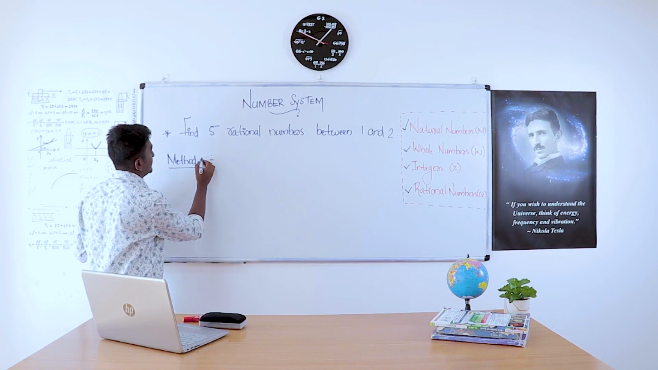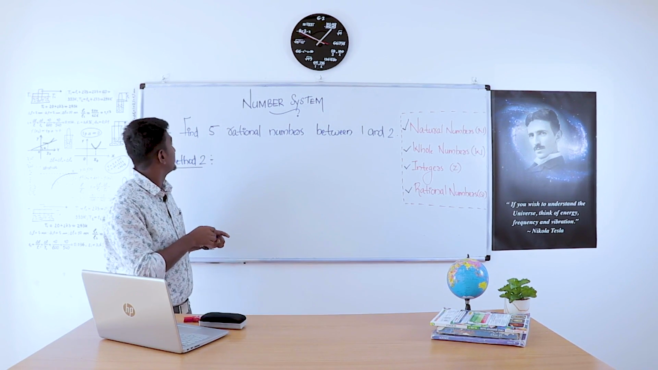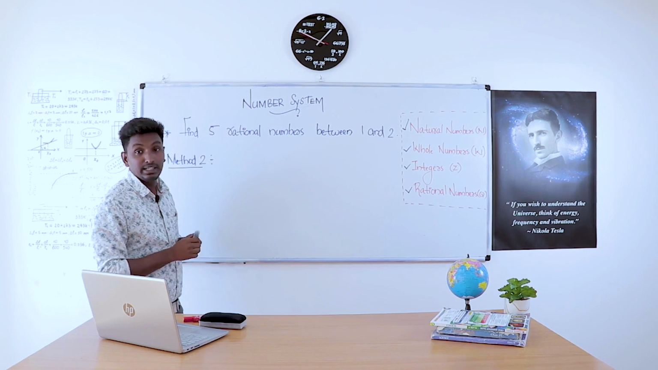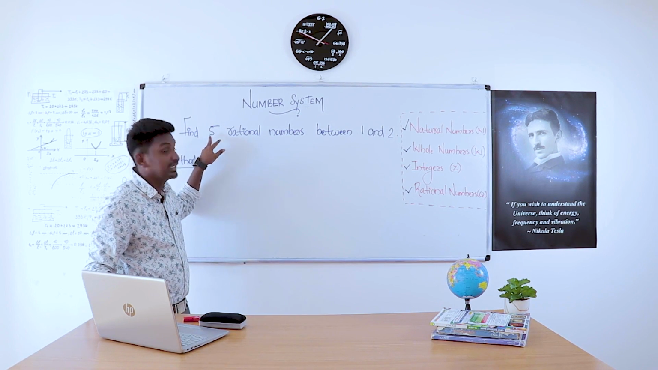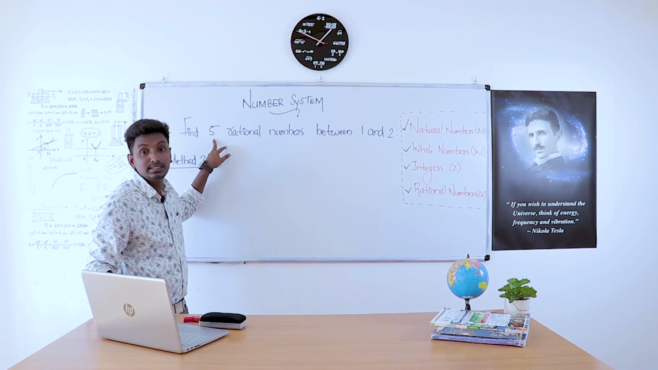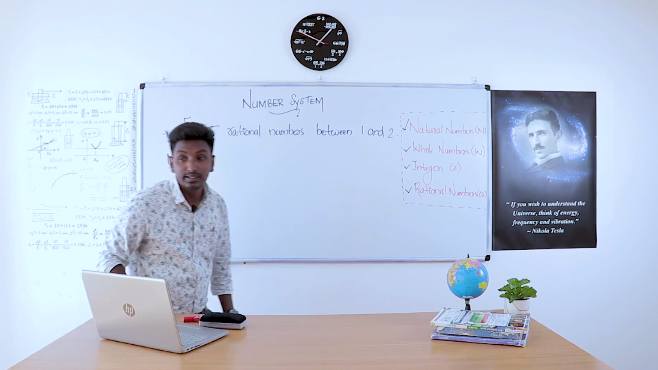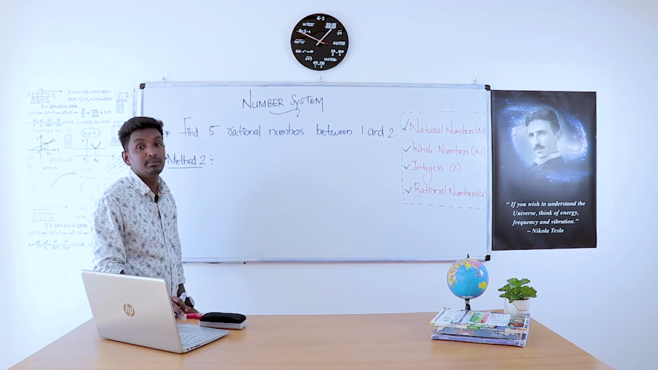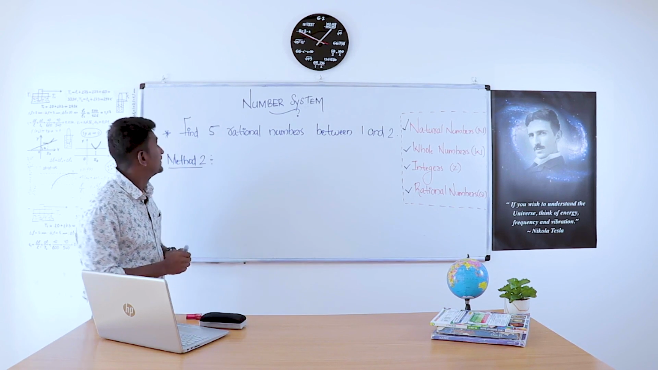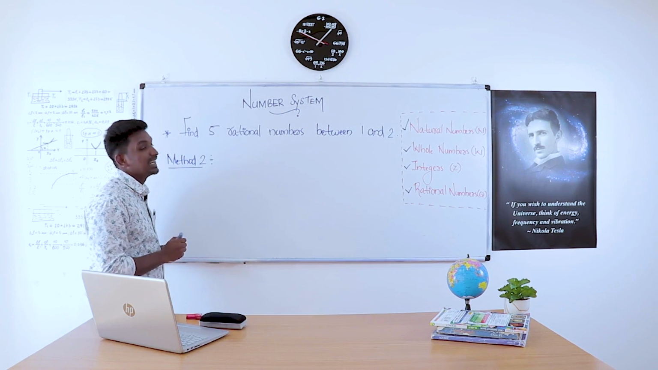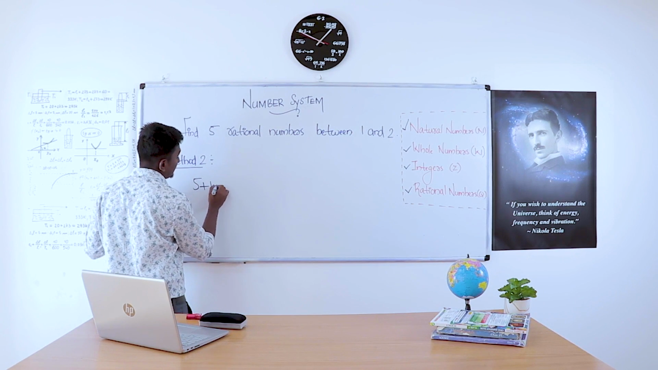That is method 2. In the second method, for n rational numbers between x and y, if we are asked to find n rational numbers, then take the number n plus 1. Here, find 5 rational numbers. That's the question. Therefore, take 5 plus 1 is equal to 6.